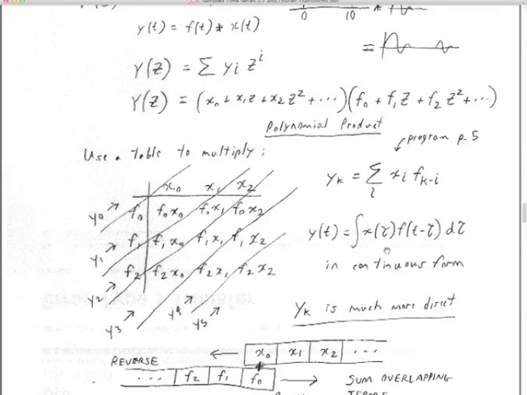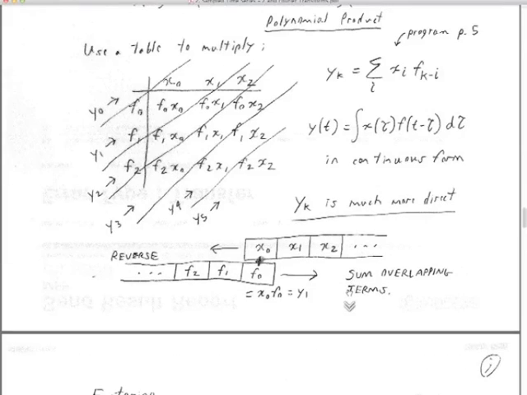So x at lag tau times f at lag t minus tau, and summing over all lags tau gives you y at t. And actually, I should have called t the lag in this kind of convolution or cross-correlation. T is what's called the lag.